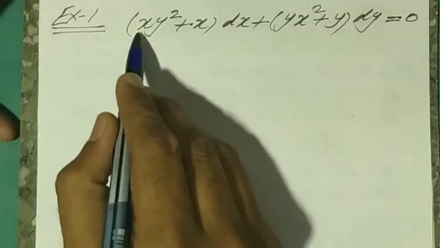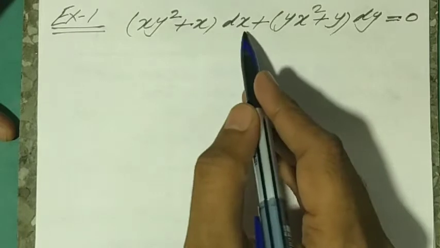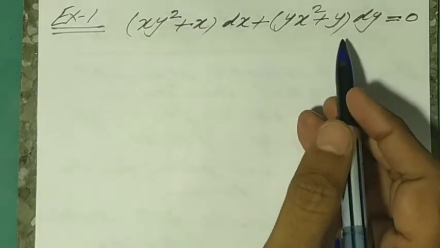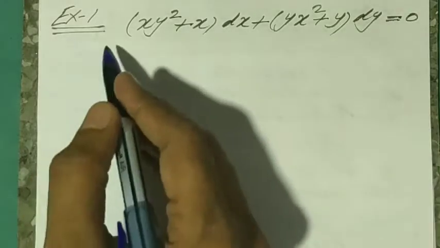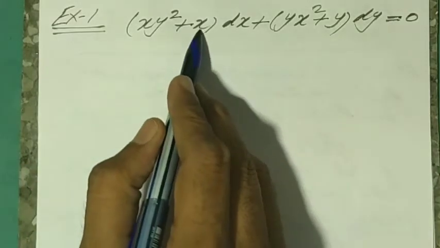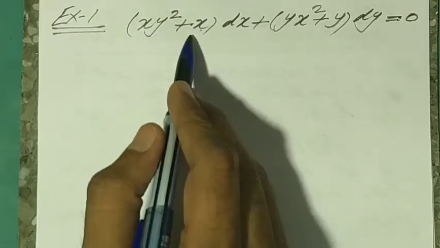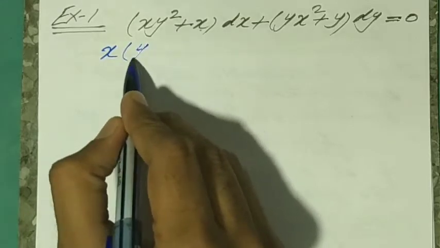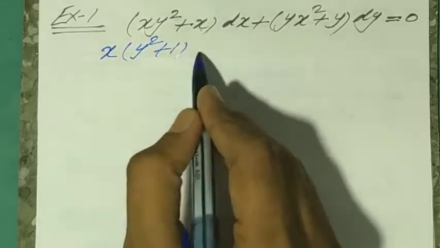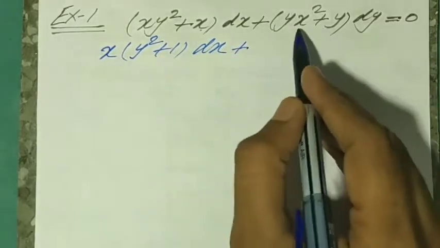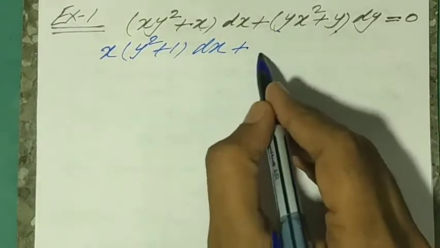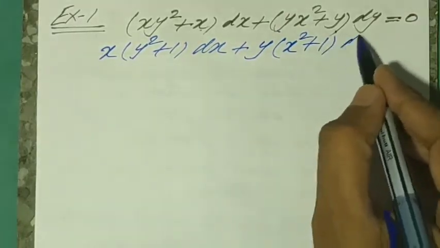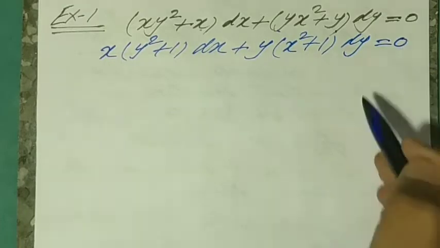For example, (xy square plus x) dx plus (yx square plus y) dy is equal to 0 is the differential equation which is to be solved. So as we observe, the x out of this bracket may be taken common. So we get x inside the bracket, we are left with y square plus 1 dx. In the same way, from the second bracket, we may take y common, leaving x square plus 1 inside the bracket, dy is equal to 0.